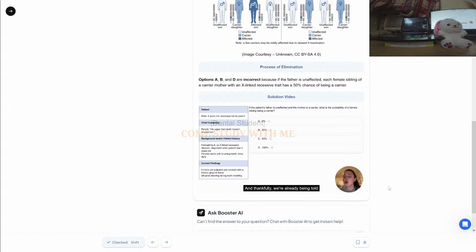And thankfully, we're already being told that it is X-linked recessive, so we didn't have to remember that for this question. But because this is a condition that you should be familiar with anyways for the boards, I think it would be helpful to talk about.